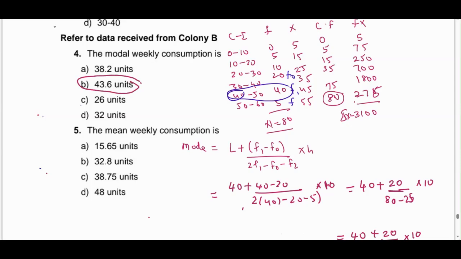So next one, the mean of the given data. What will the mean be? Mean, x bar, will be summation of fx divided by n. So what is that?